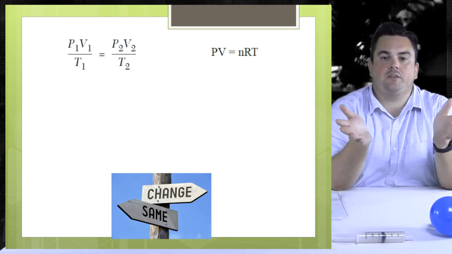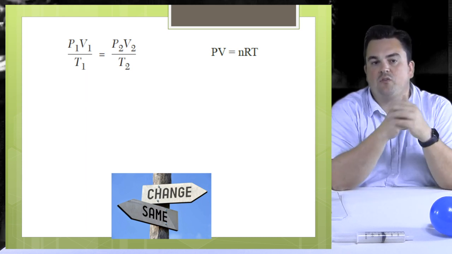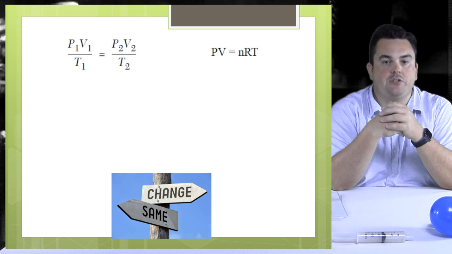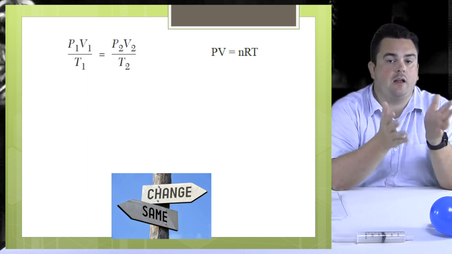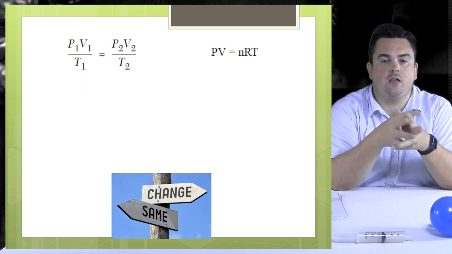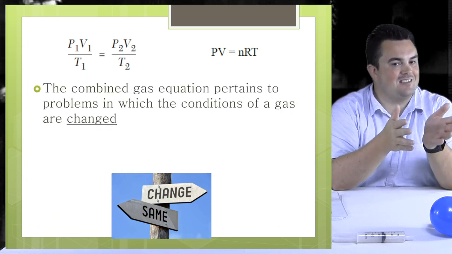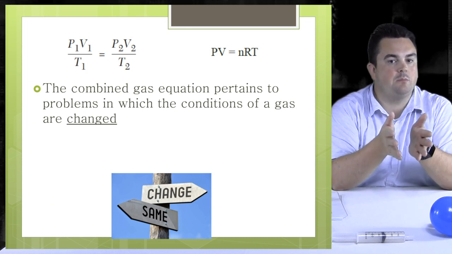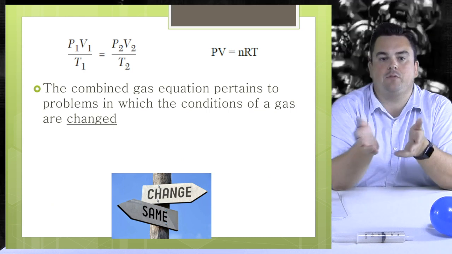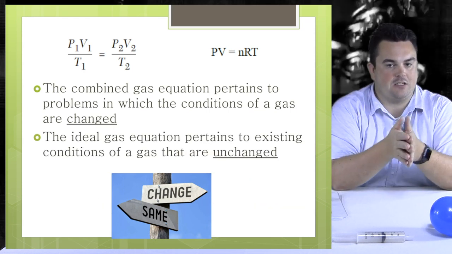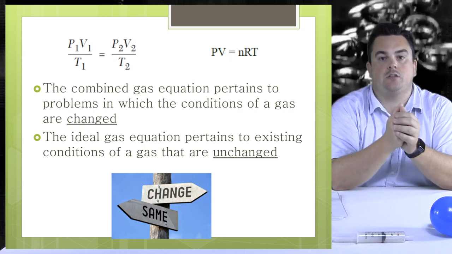All right, we're going to take a look at the two equations we've learned so far in this unit side by side. On the left, we have P1V1 over T1 equals P2V2 over T2. That is the combined gas law equation. On the right, we have PV equals nRT, Puvner, or the ideal gas law. The combined gas law equation pertains to problems in which the conditions of a gas are changed. So you have a before and an after. The ideal gas equation pertains to existing conditions of a gas that are unchanged.